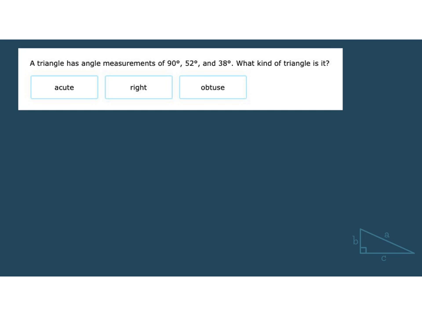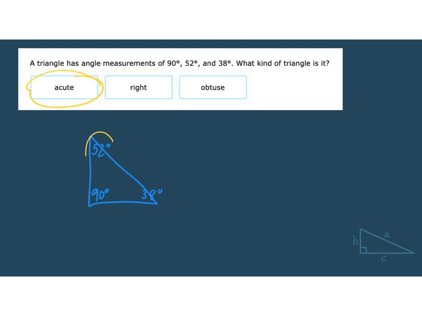Okay, so a triangle has angle measurements of 90, 52, and 38. Just like the last problem, I'm going to draw a picture. We've got 90, 52, and 38. And I bet some of you already can tell which type of triangle this is going to be, but let's go through the process.